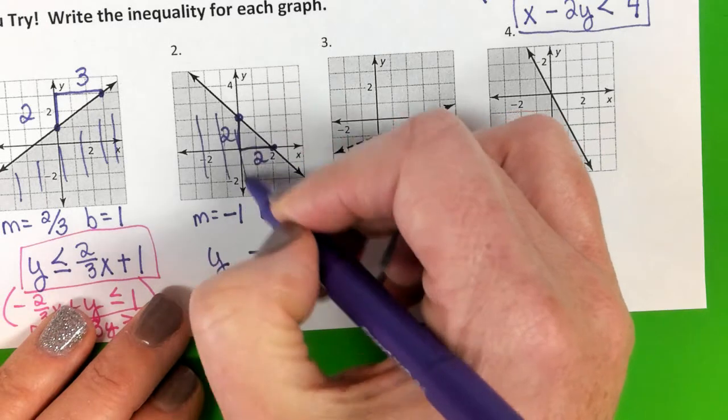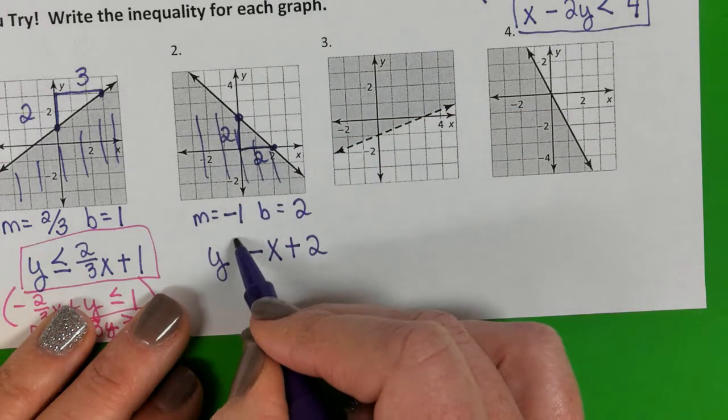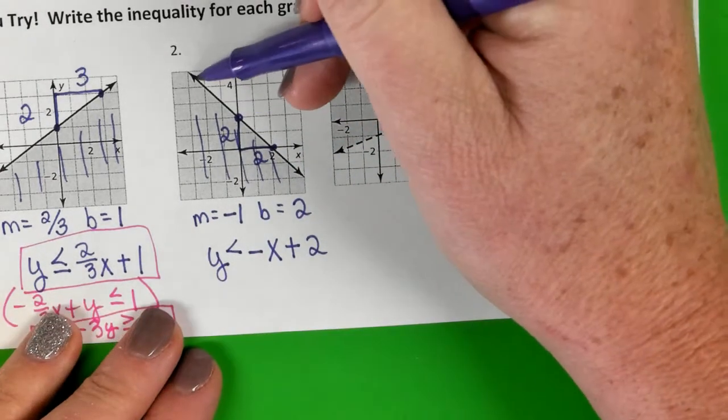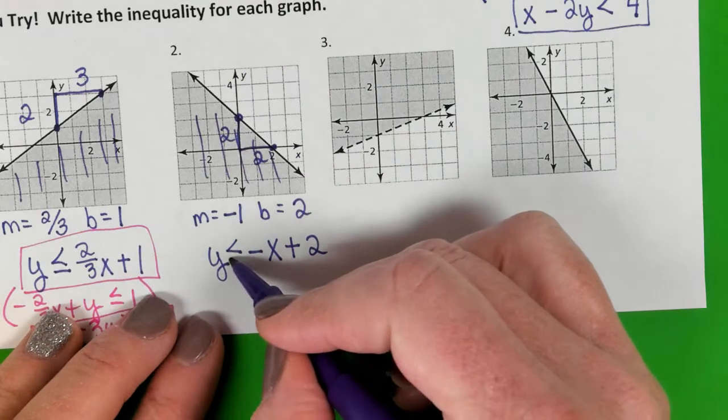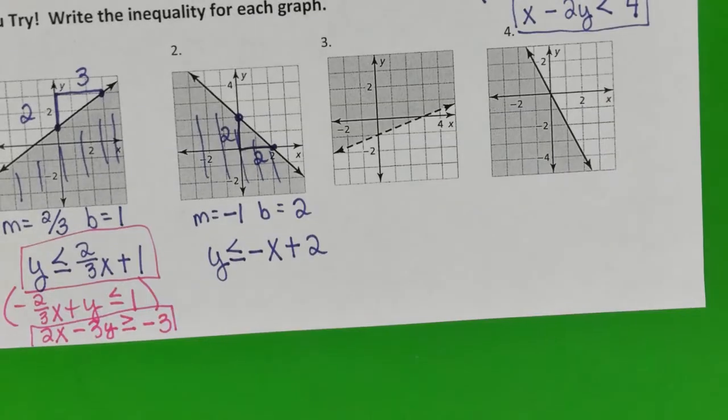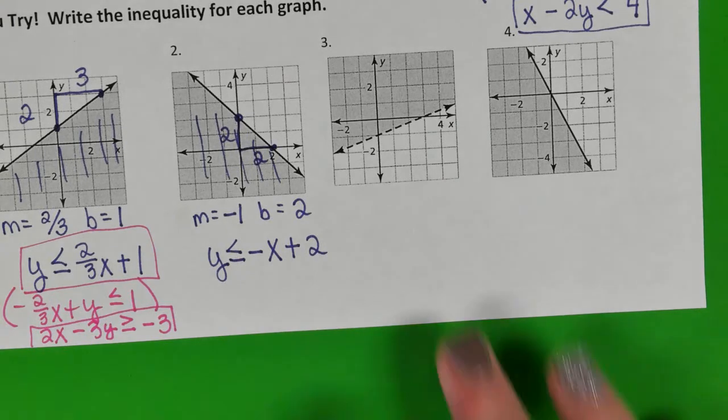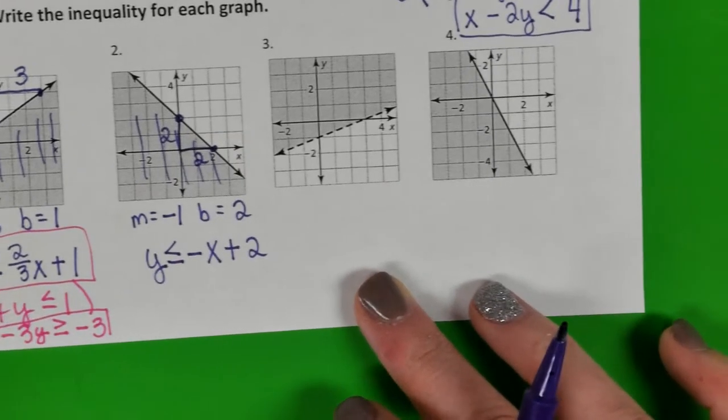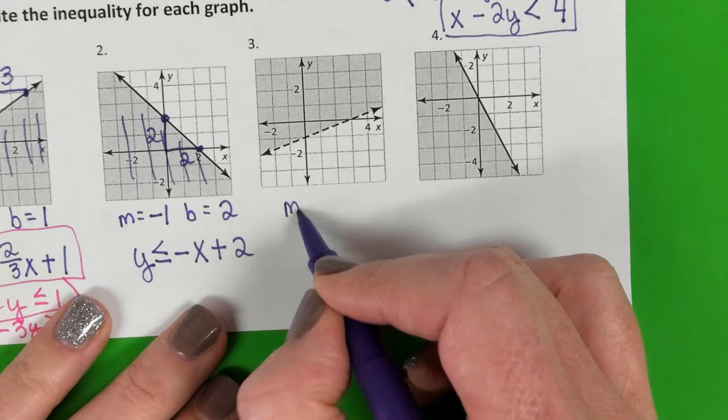This is shaded below the line again, so that's still less than. And we have a solid line, so it would be equal to. y is less than or equal to -x plus 2. Okay, let's look at the next 2.